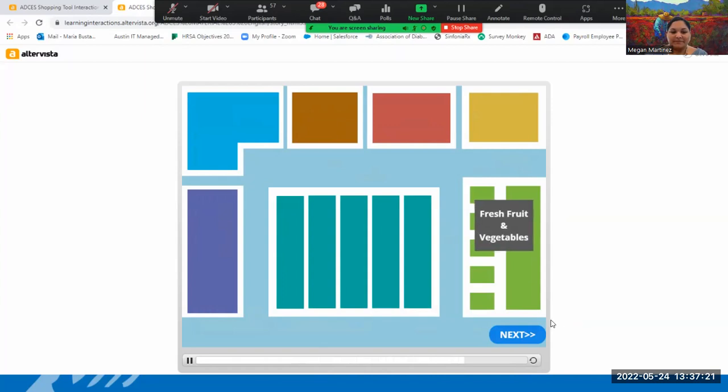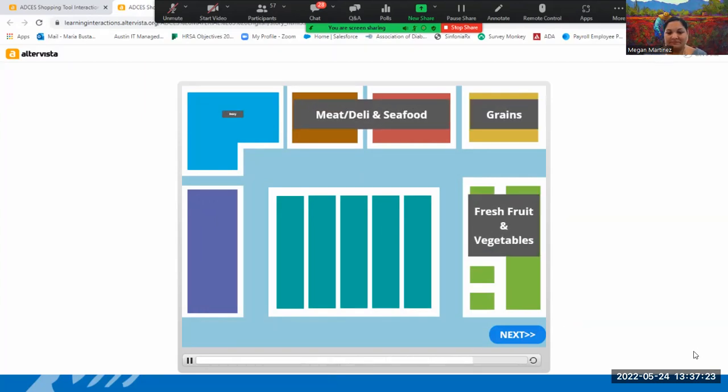Now let's think for a moment about your shopping trip. This interactive map can help you look at each food section as you plan ahead and schedule time to shop for healthy foods.